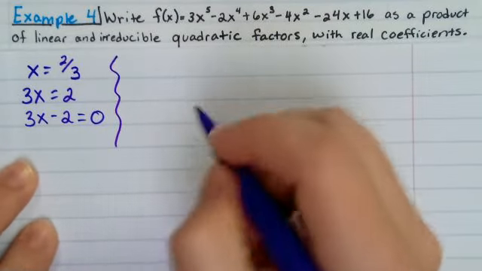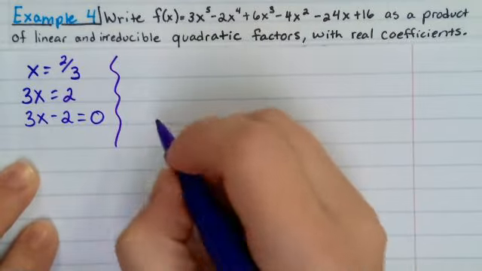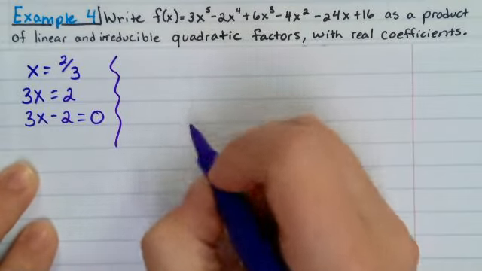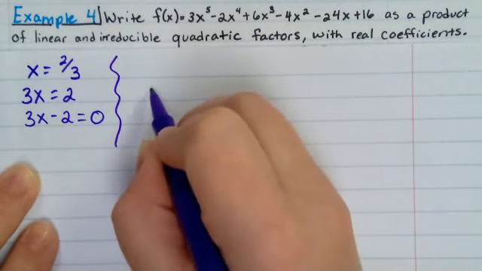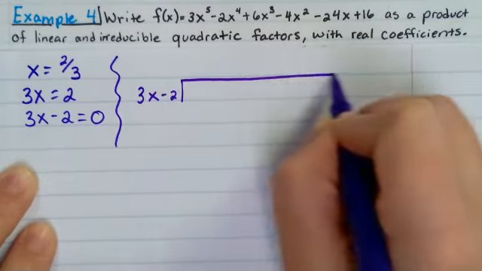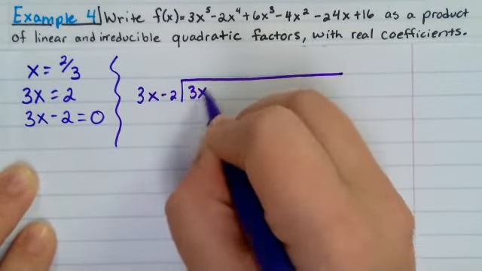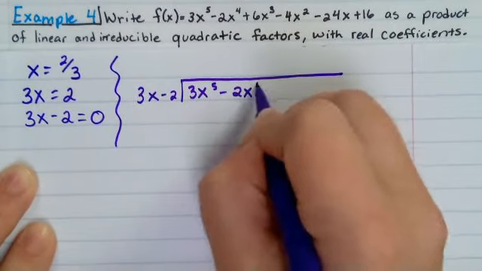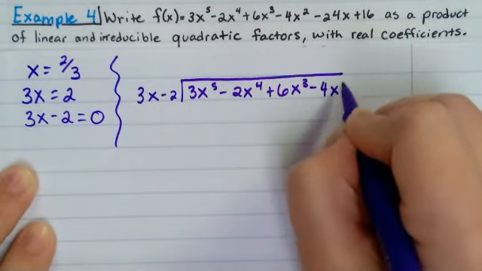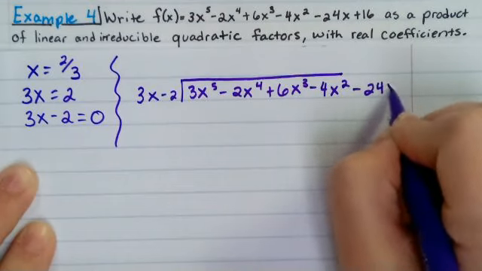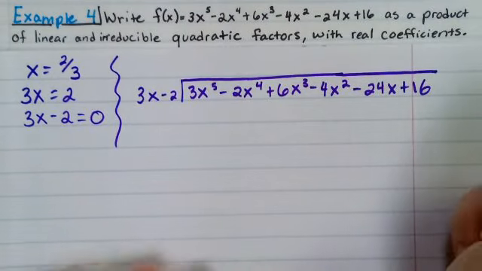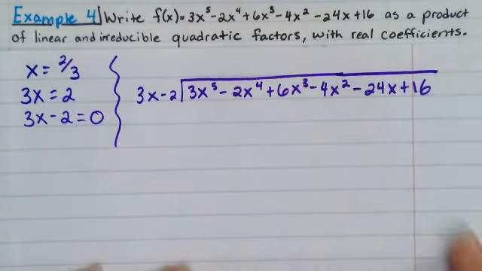Okay, so we practice long division for a reason. Here we go. We're going to take 3x minus 2 and divide it into 3x to the 5th minus 2x to the 4th plus 6x cubed minus 4x squared minus 24x plus 16. Then we practice our long division.